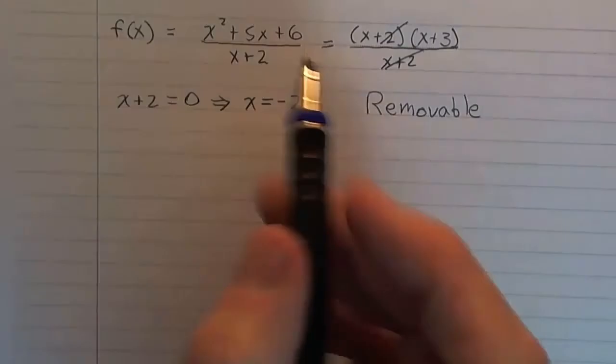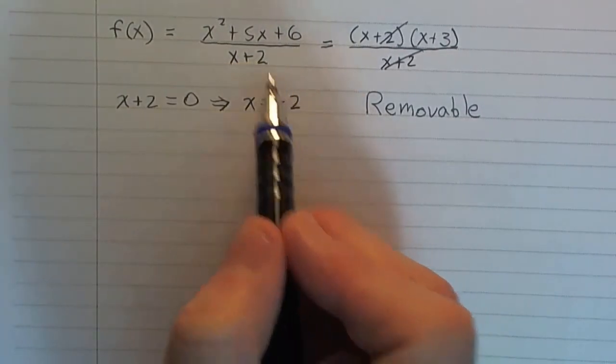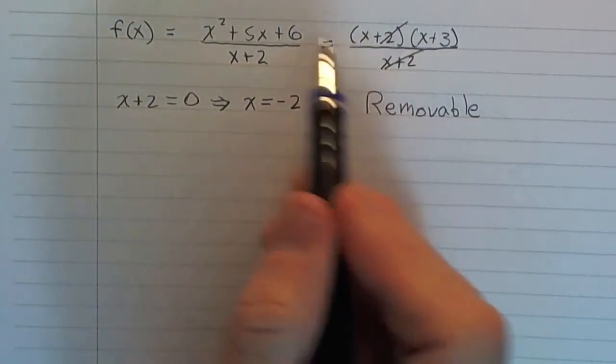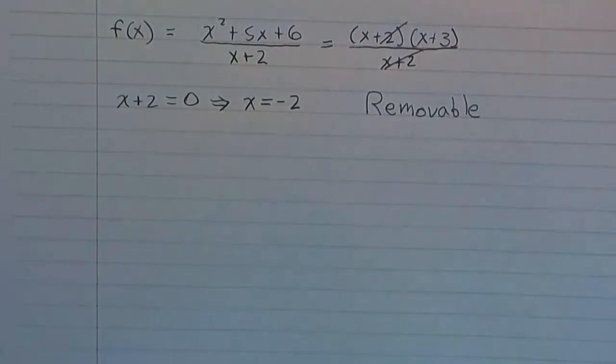So what we do, to find the discontinuity, is set the denominator equal to 0. Then see if it divides out. See if what makes the denominator 0, see if that factor will divide out. If it divides out, it's removable.